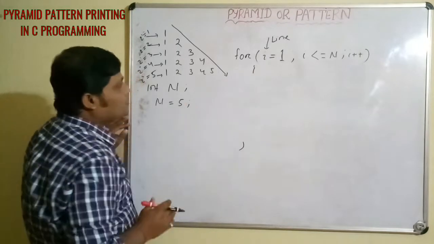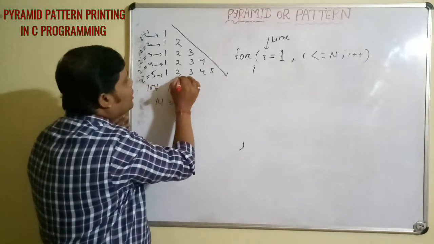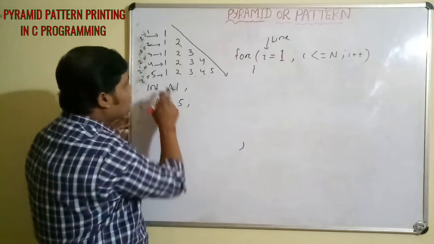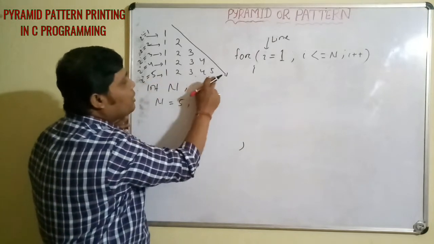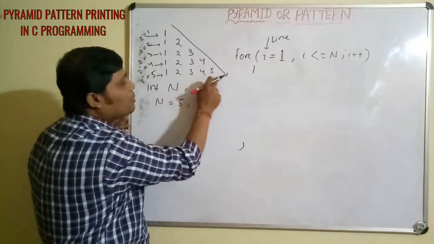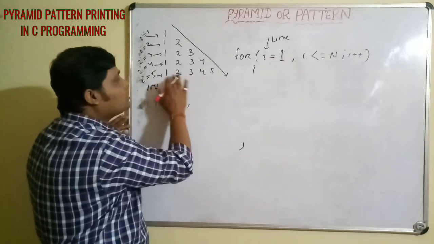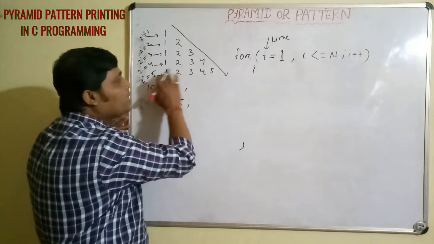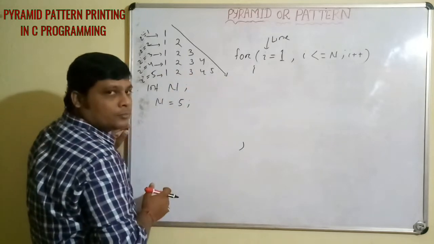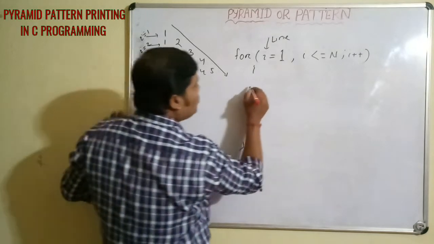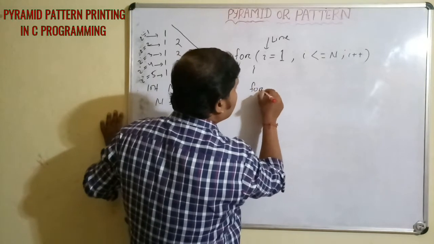Inside the i loop, we have to print multiple numbers. Suppose i is 5. There are multiple numbers; we have to print 1, 2, 3, 4, 5. So we have to take another loop, because we are printing multiple numbers in each line. Clear? So another loop: suppose I am taking the j loop.